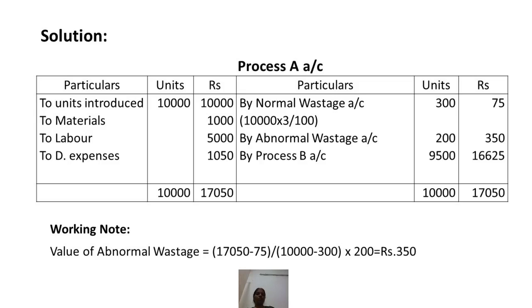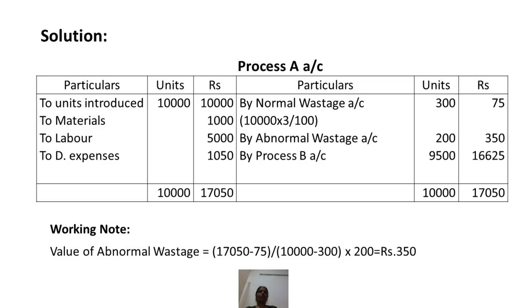How to find out the abnormal wastage? How many units are getting transferred from process A to B? 9,500. So we have to write that 9,500. Here, how many units have been introduced in the process A account? 10,000 units. So from the 10,000 we have to deduct the normal wastage and the output of process A that goes as input to process B, that is 9,500. So 10,000 minus 300 minus 9,500 we get 200. That 200 is the abnormal wastage.